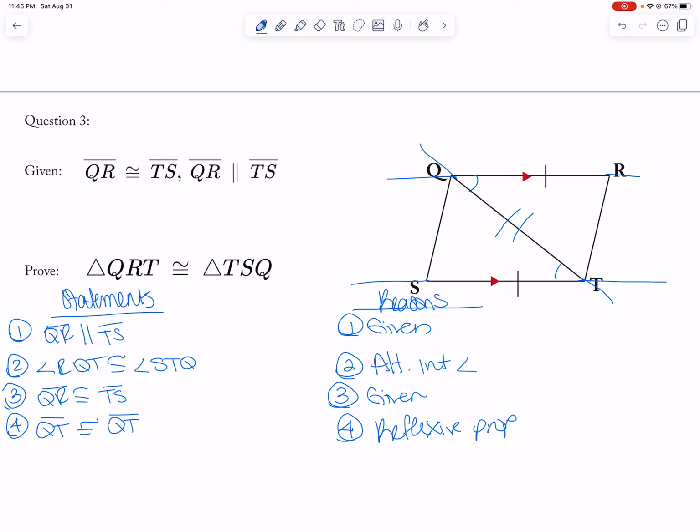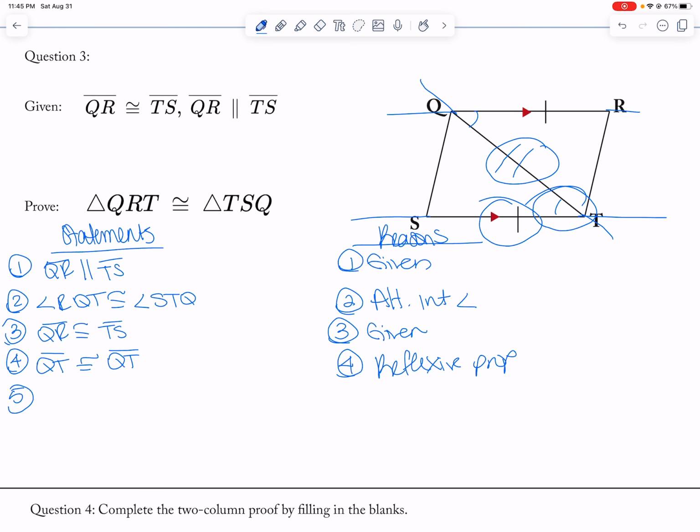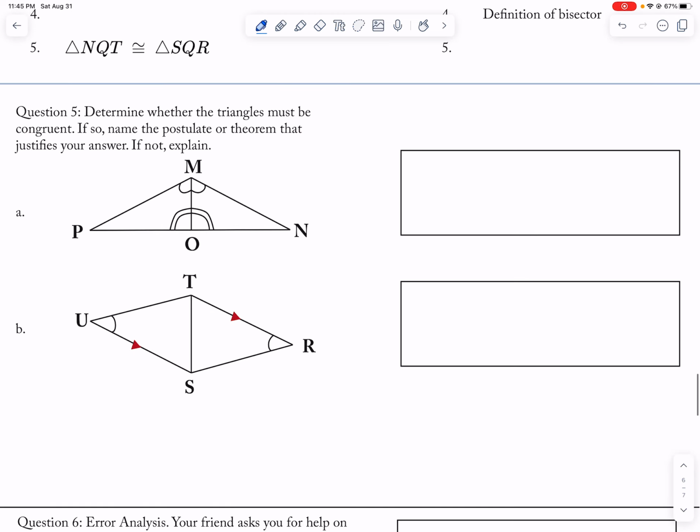And so I have side angle side as my congruent statement. So triangle QRT is congruent to triangle TSQ, and that is side angle side postulate. Okay? All right, so then question 5, determine whether or not these are congruent. Yes, they are. So angle side angle postulate would work because MO is congruent to itself by reflexive.